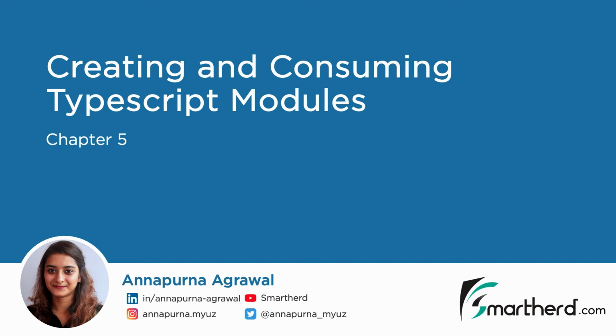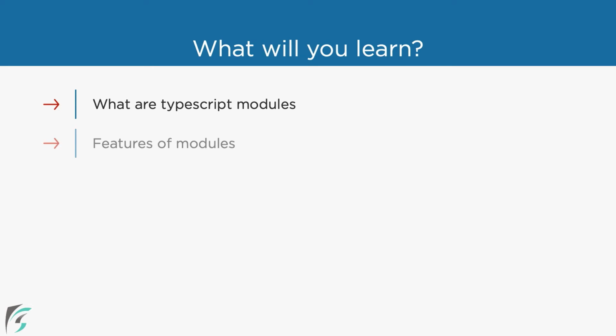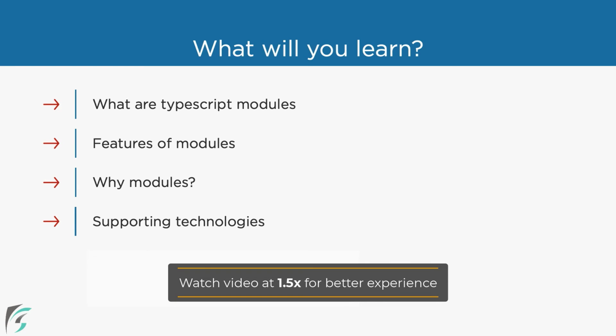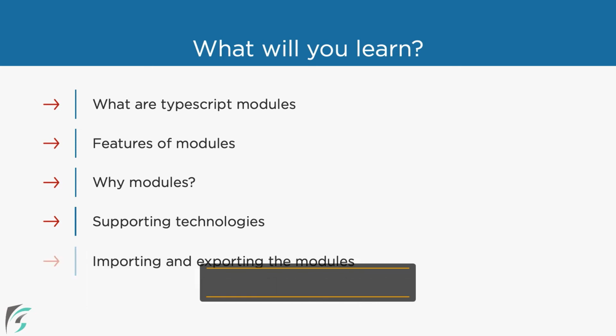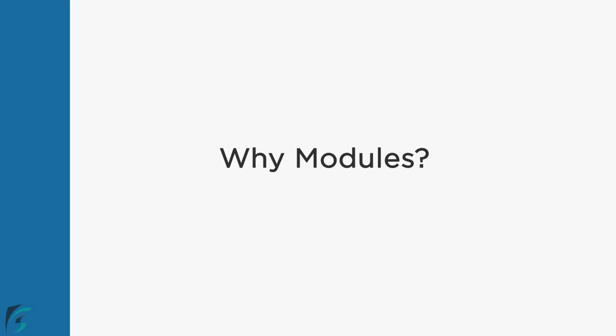This chapter is about creating and consuming TypeScript modules. In this chapter, we will learn about TypeScript modules. We will see the features of the modules. We have a fully functional app without using modules already in the previous chapter. So why modules? I'll tell you why here. Now, not all browsers support modules. To work around this, we will also see some supporting technologies to use modules in a TypeScript application. We will then use the modules in our app by importing and exporting them. We will wrap up the chapter with the explanation of how TypeScript resolves the location of the modules that we import. So let's start with the reason why we use modules.